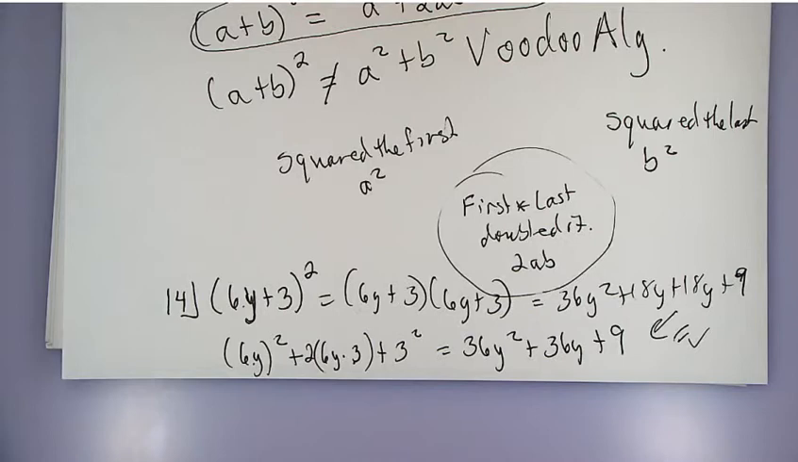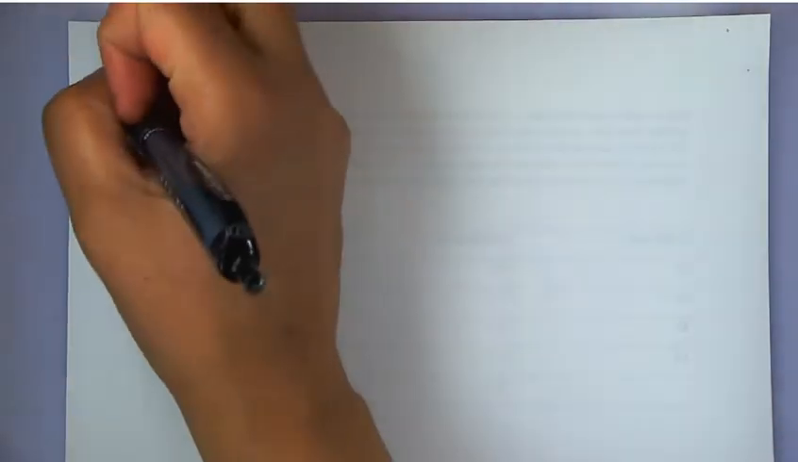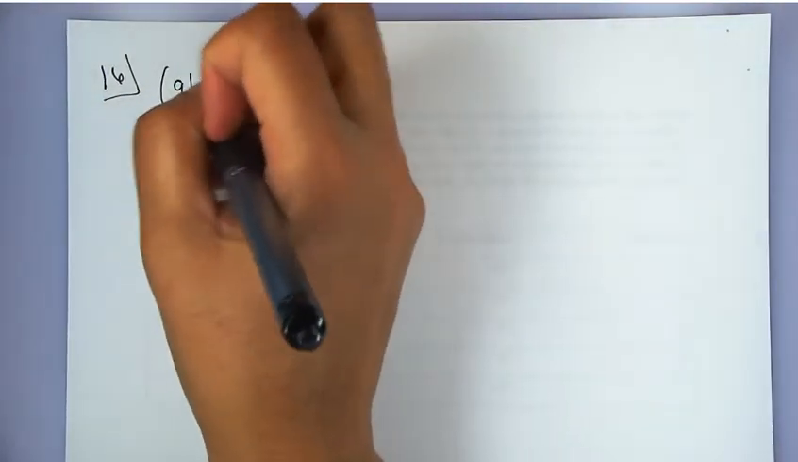Let's do another one. Let's do number 16 this time. So let's look at number 16. What does 16 say? Let's see. 16 says 9b minus 2 squared.